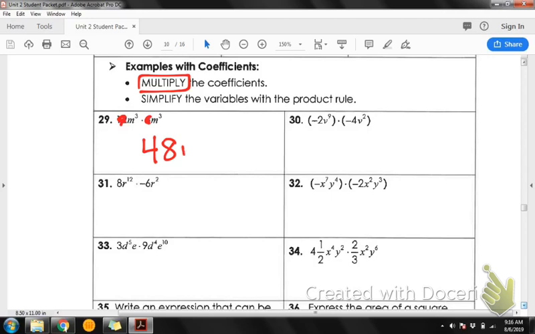Alicia, how many m's do I have there? 9. That would be multiplying. What's 3 plus 3? 6. 48 m to the 6th. So we multiply our coefficients, and then we add our variables. Again, we add our variables because we can see a base for each of them. We're on page 10.